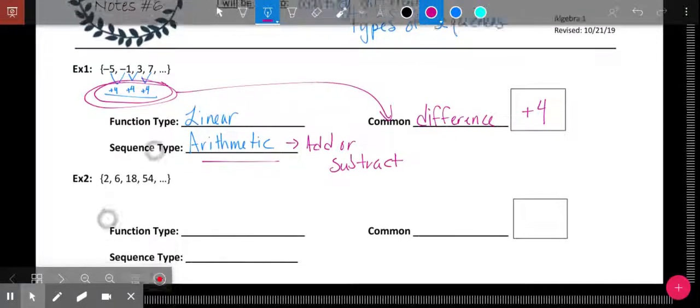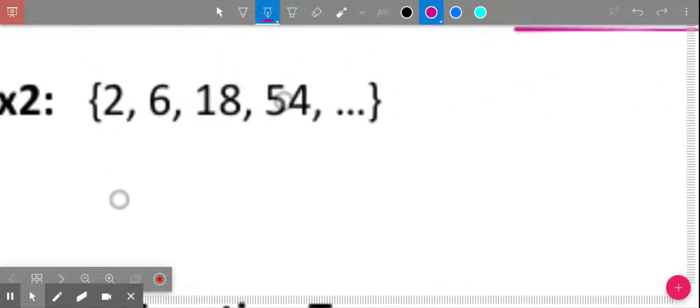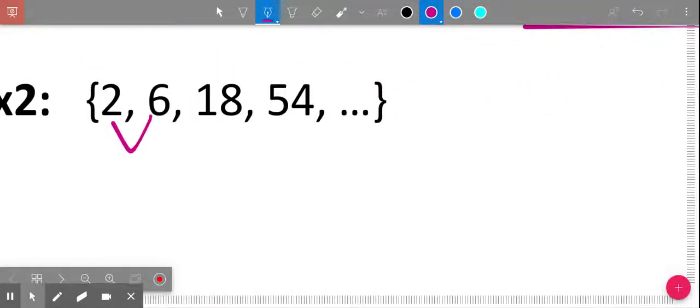Now looking at the next one, to go from 2 to 6, it looks like we're adding 4, but to go from 6 to 18, I'm not adding 4 anymore. So that pattern's not going to work. So how else can I get from 2 to 6? Well, the other way is if I multiply by 3.